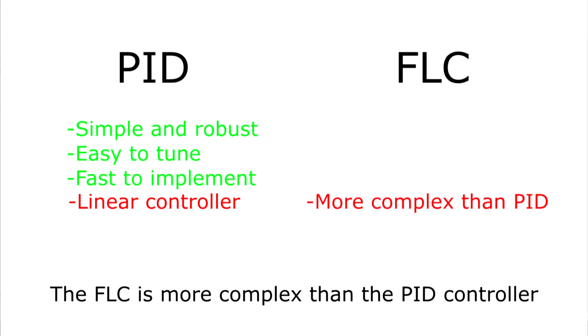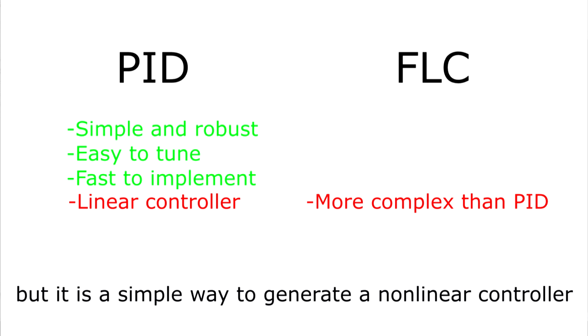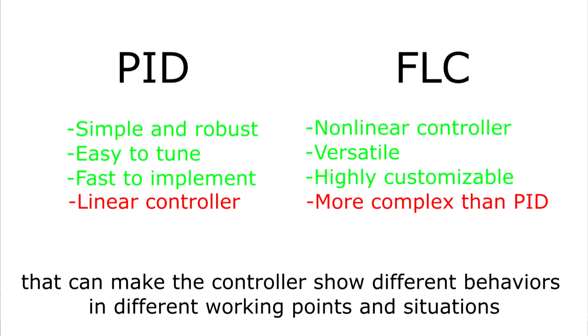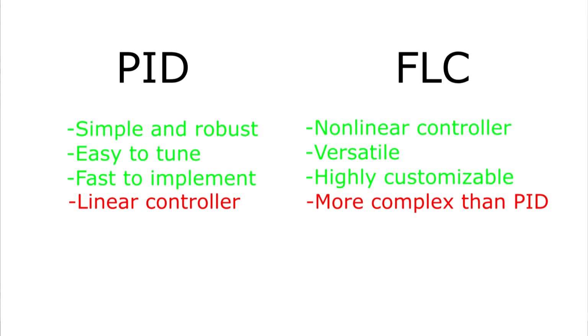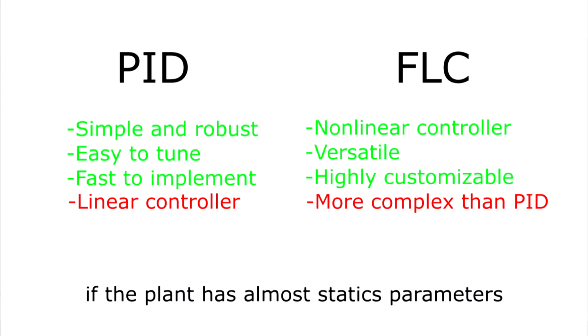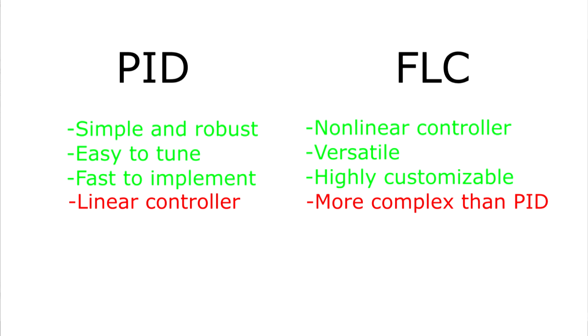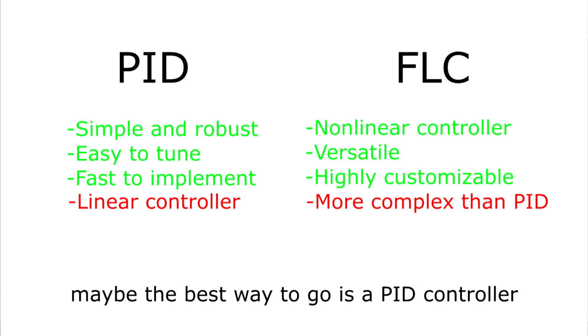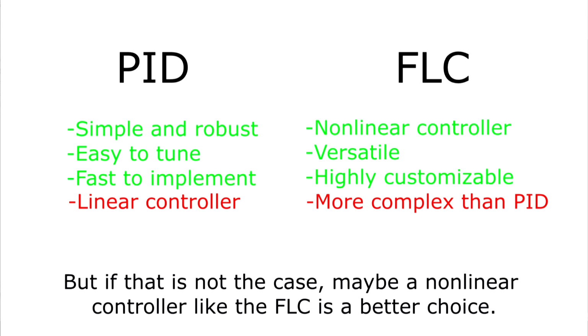The FLC is more complex than the PID controller, but it is a simple way to generate a nonlinear controller due to the tunable membership functions and linguistic rules that can make the controller show different behaviors in different working points and situations. In conclusion, the selection between these two controllers depends on the situation. If the plant has almost static parameters and can be modeled by a first order or a second order model, maybe the best way to go is a PID controller. But if that is not the case, maybe a nonlinear controller like the FLC is a better choice.